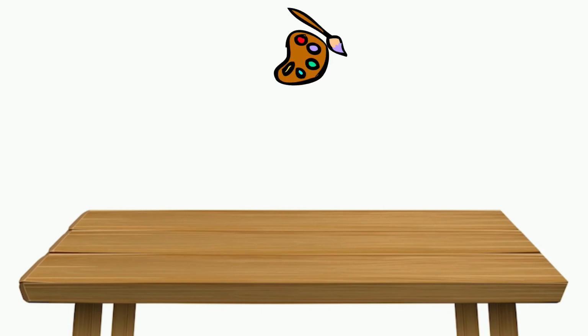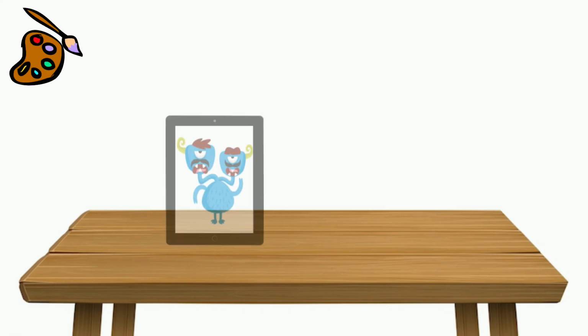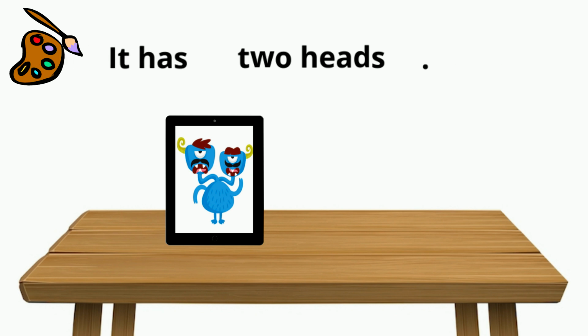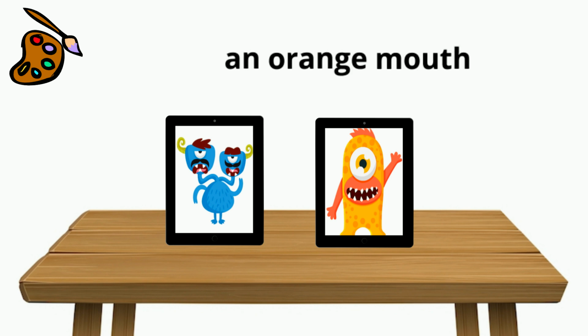This time, answer the questions about heads or colour. Try to make a sentence. Are you ready? How many heads has the monster? 2 heads. It has 2 heads. What colour mouth has the monster? Orange mouth. It has an orange mouth.